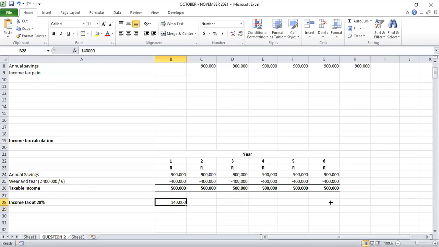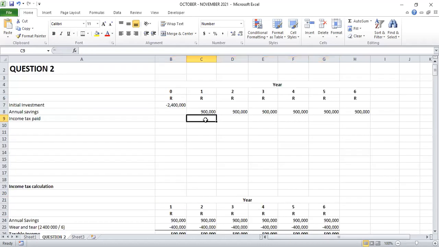So this would be 140,000 for all the years. It's not always the same. And if they are the same like this, you are allowed in the exam to just do one calculation, then you say year 1 to year 6. Then our tax here, it will come here, and it will be subtracted because you'll be paying SARS.